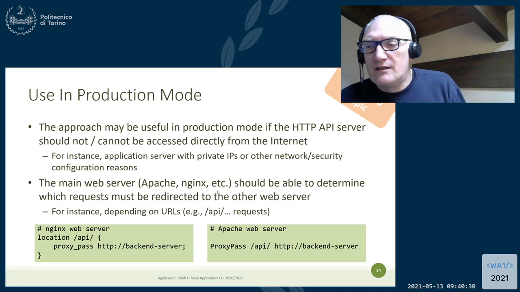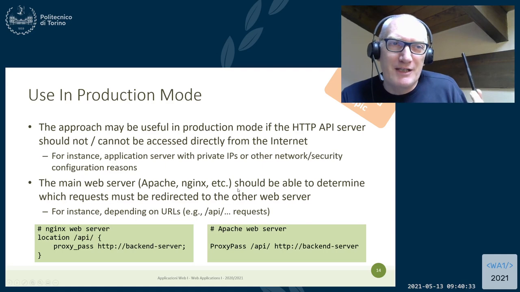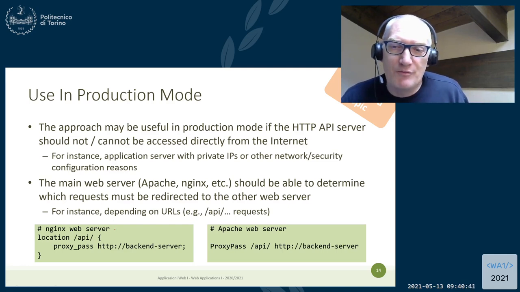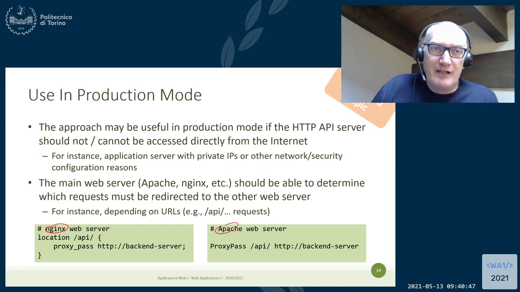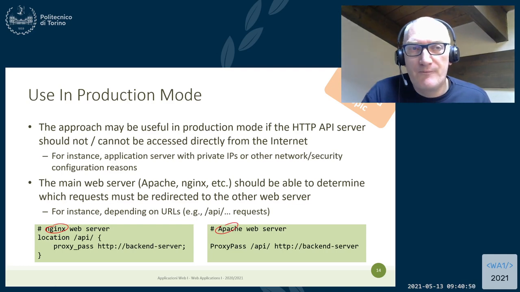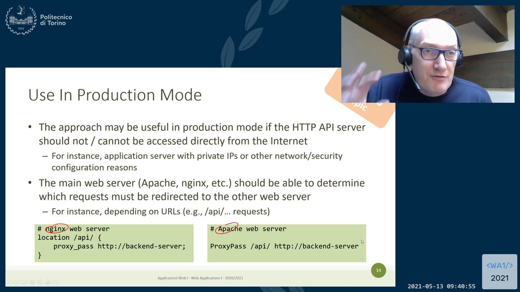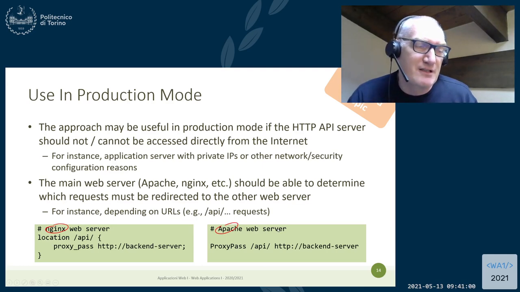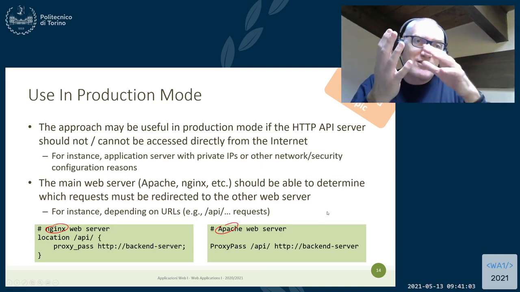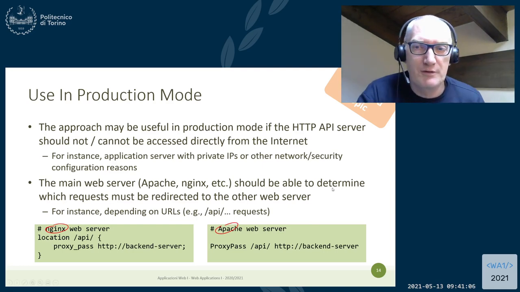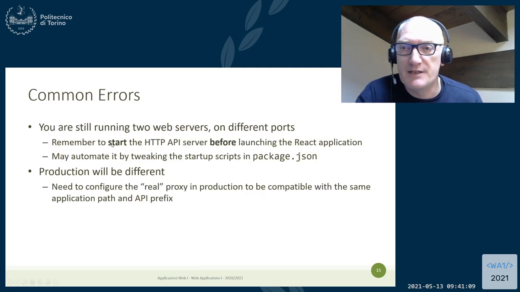That's it. Of course, the same logic of the proxy can also be used with other servers. But in that case, the configuration of the proxy is not the same. It should be configured according to whether it is Nginx or Apache or whatever your server is, if it allows you to have proxy functionality. You can use the same logic, of course, also in production, with different rules for filtering the addresses, to decide which addresses go to React and which addresses go to the API server. So the idea is the same.